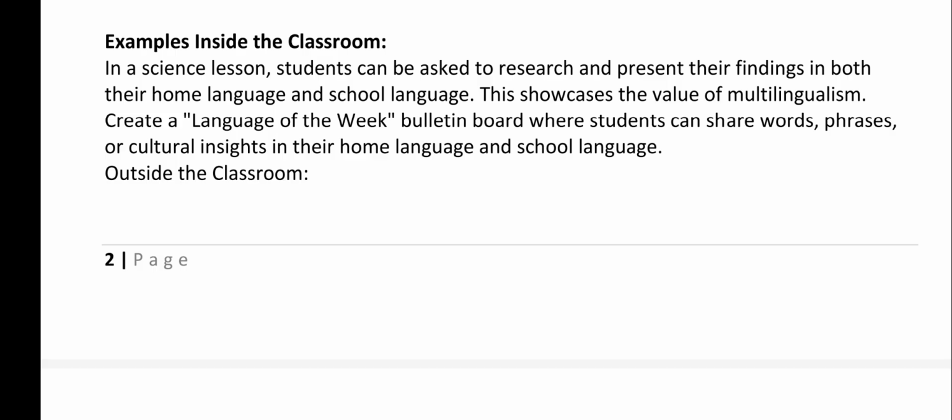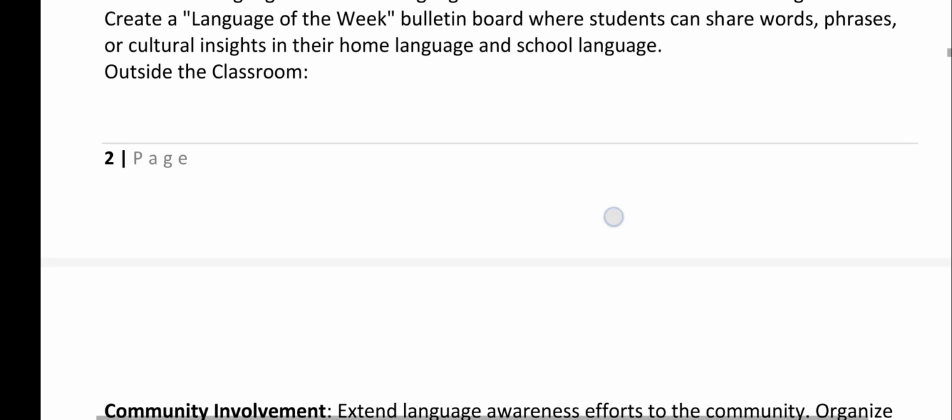So in a science lesson, for example, you can ask the students to do research and present their findings in two languages, one in school language or English language and another one in Garo or Khasi. So this will show the value of how different languages help us to learn. So you can make use of your notice board or your bulletin board and you can paste there whatever findings you have in your own home language, right?